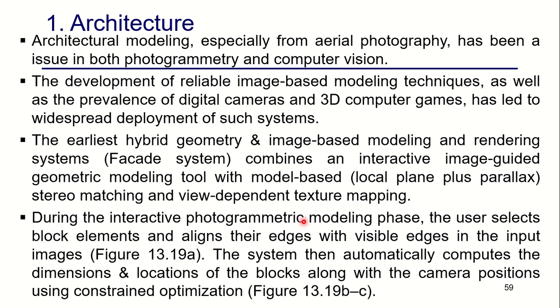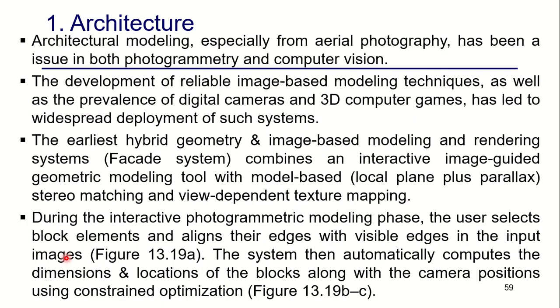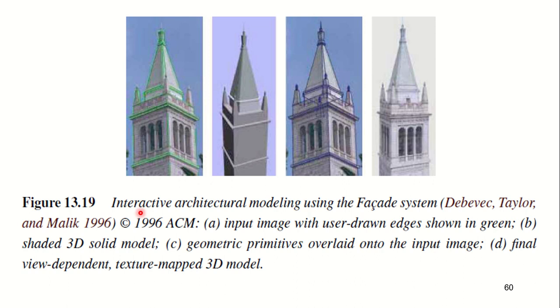During the interactive photogrammetric modeling phase, the user selects block elements and aligns their edges with the visible edges in the input images. The system then automatically computes the dimensions and locations of the blocks along with the camera positions using constrained optimization. So the picture shows how architectural modeling is done: interactive architectural modeling using the Facade system.